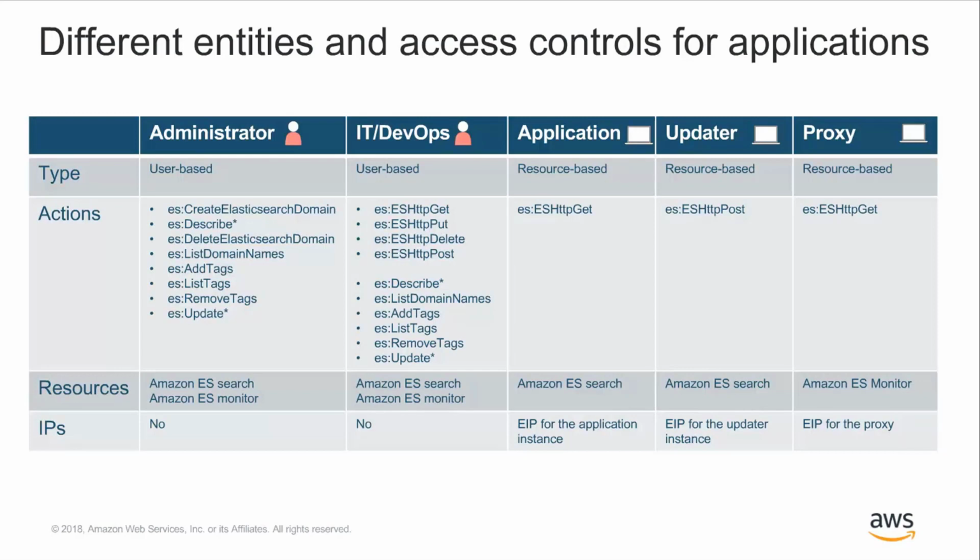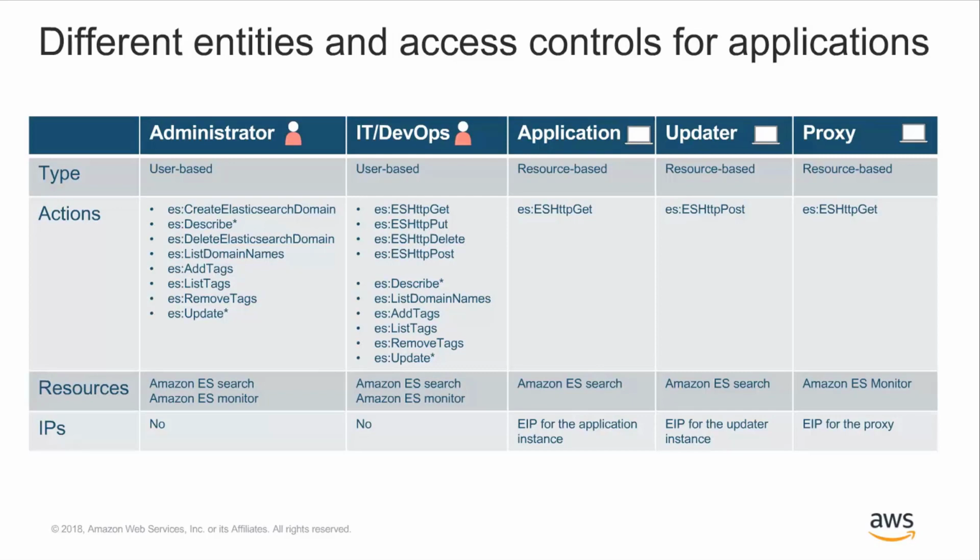So here we have a table of the different actors and what kinds of policies we want to put for them. So I have my administrator. This is the person who's setting up the application. That person needs to be able to do control actions and probably needs to be able to monitor. So in this case, I'm going to use a principal-based policy. I'm going to specify actions like create domain, describe, delete domain, etc. And I'm going to put that policy on both the search and monitoring domain.